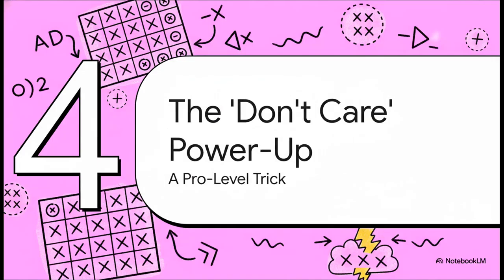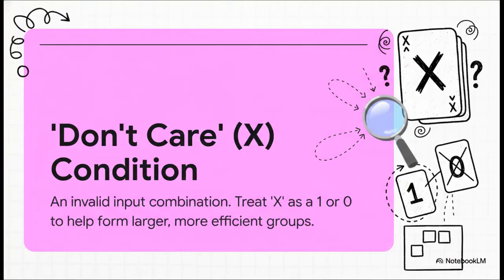Okay, so once you get the hang of the basics, it's time to unlock a special power-up. This is a bit of a pro-level trick that makes K-maps even more powerful. We call it the don't care condition. So, what is a don't care condition? You'll see it marked with an X on the map. It basically means that this particular input combination will just never happen in your circuit.